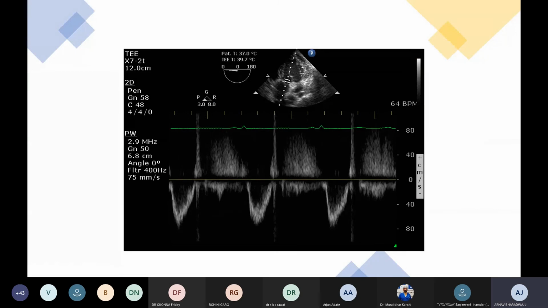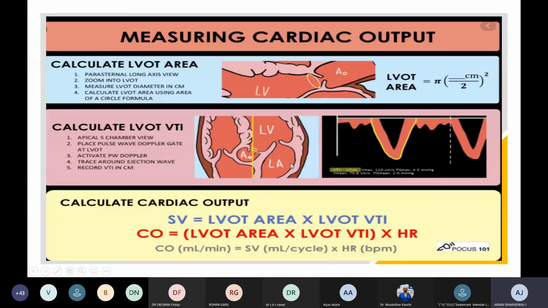This is the pulse wave Doppler of the LVOT. You can put the pulse wave Doppler and get it for the measurement when you are not getting the double envelope. And you have to take the outer brighter side trace for the measurement of the gradients.